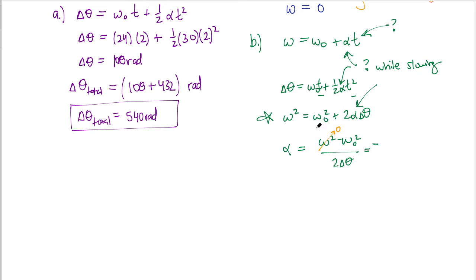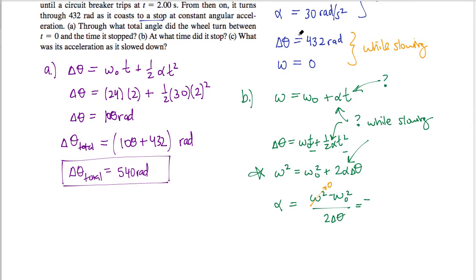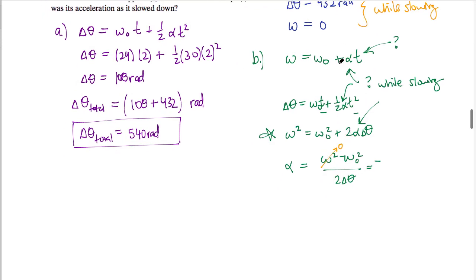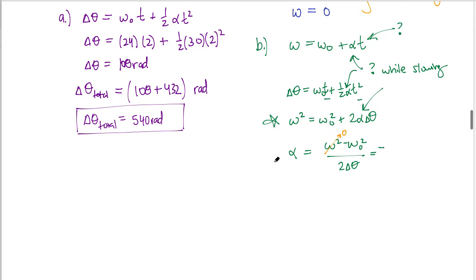Now, actually, I don't have initial omega, do I? I only know final omega. Well, that doesn't really help me. So I need to figure out what that initial omega was. So I actually have to go back over here and find omega initial. So omega initial is really equal to omega final after 2 seconds, which is going to be omega naught 2 plus alpha t for the first 2 seconds.